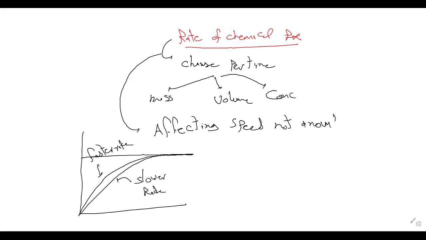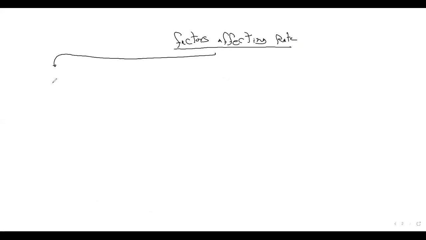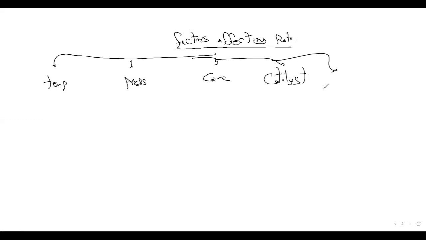There are factors affecting the rate of chemical reaction: temperature, pressure, concentration, catalyst, surface area, and nature of reactants.